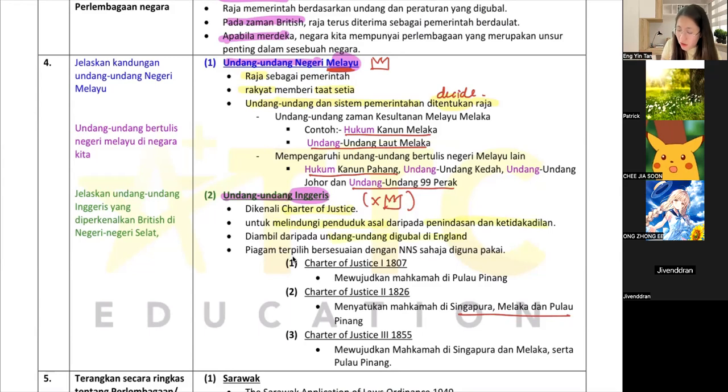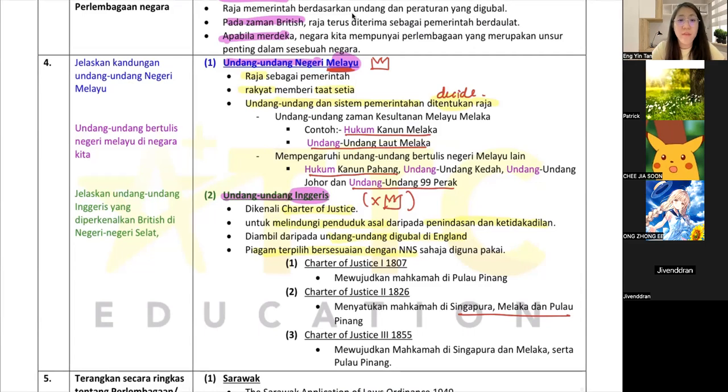And then remember, all this law is directly from England, means British law, English law, it's directly from England. So just to let you guys know, not every single law they directly copy paste. Bukan semua they directly copy paste dekat sini. They still do some adjustment according to NNS. So this is undang-undang Melayu and undang-undang English over here. Everybody, are you guys clear with this?